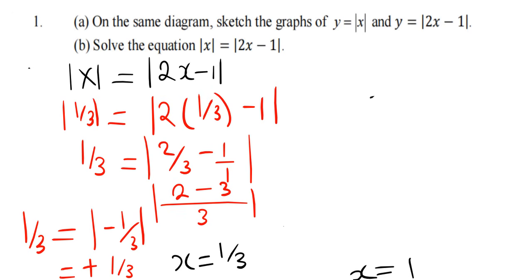What about 1? If we put 1 here, the modulus of 1 is 1. If we put 1 here, 2 multiplied by 1, that is 2. 2 minus this 1, it will just be 1. So both of them are valid.